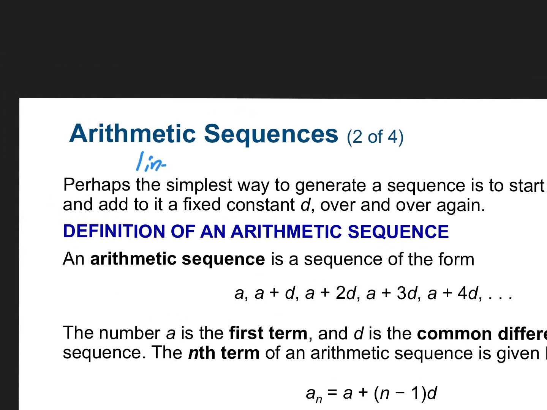So linear function, all right, we're going to equate this to a linear function.